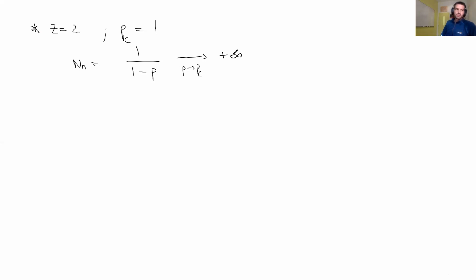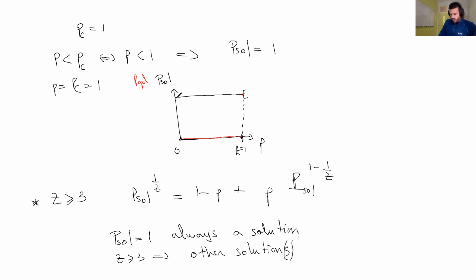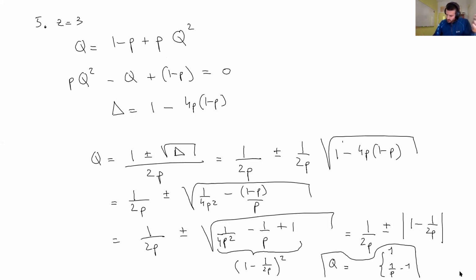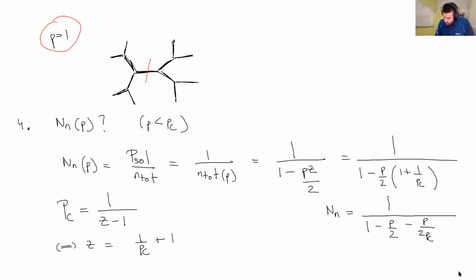Because when Z equals 2, the sol fraction is 1. There is no gel, but suddenly, sharply, when you reach the threshold, boom, everything is connected to the gel, and you have immediately one single molecule with an infinite number of monomers in it. And so the average size becomes infinite. I mean, the polymerization index becomes infinite suddenly.